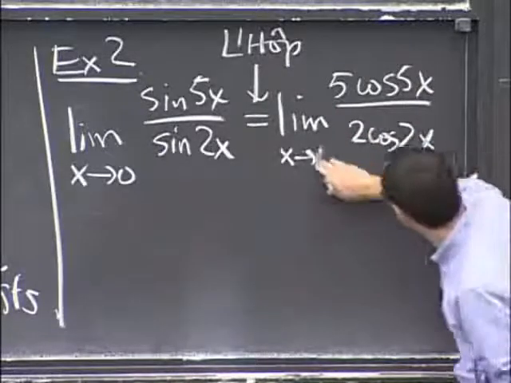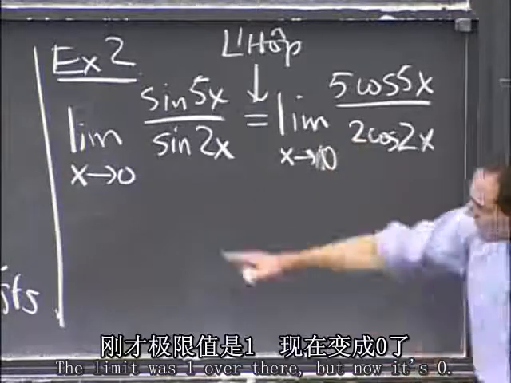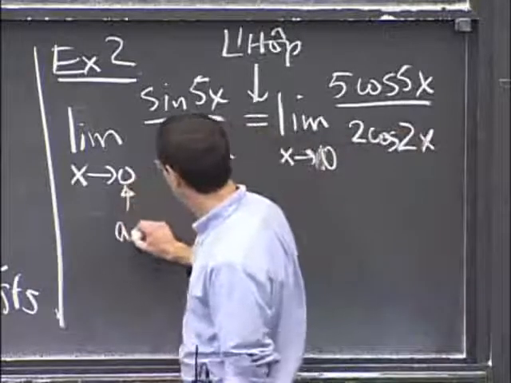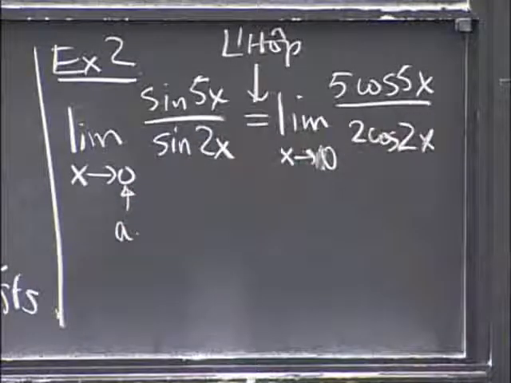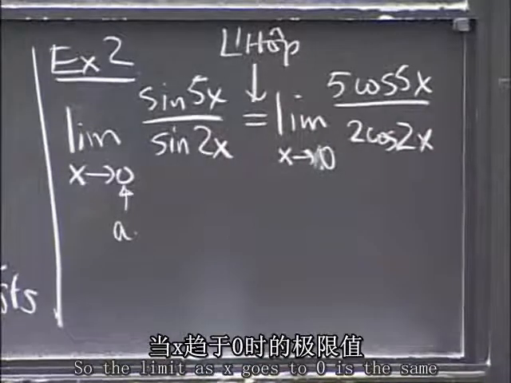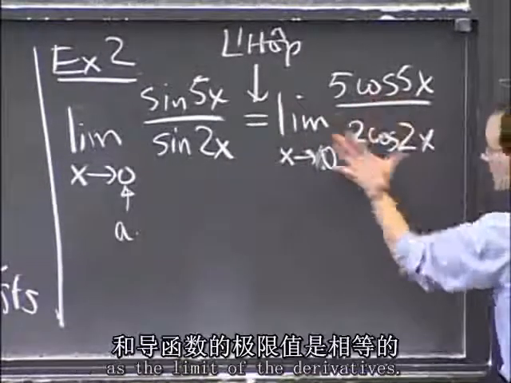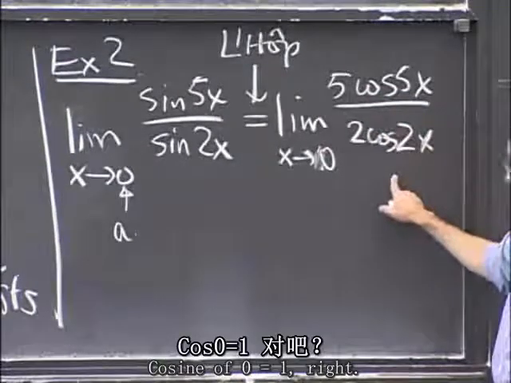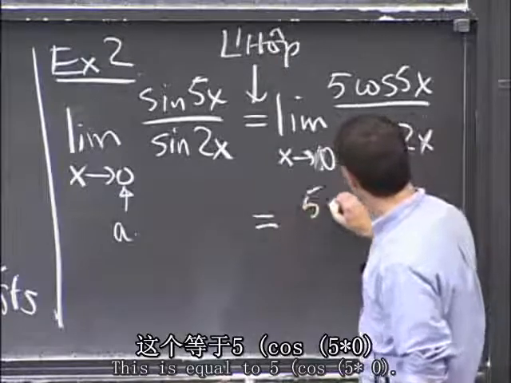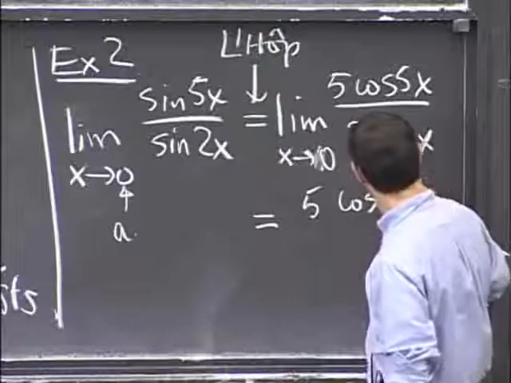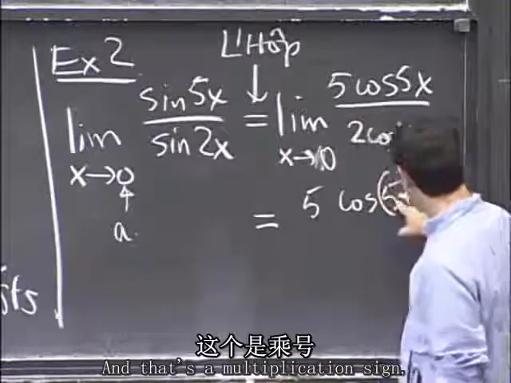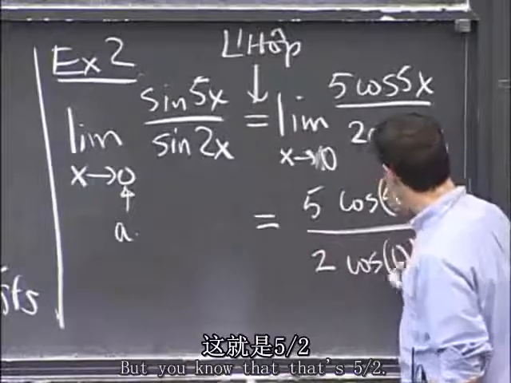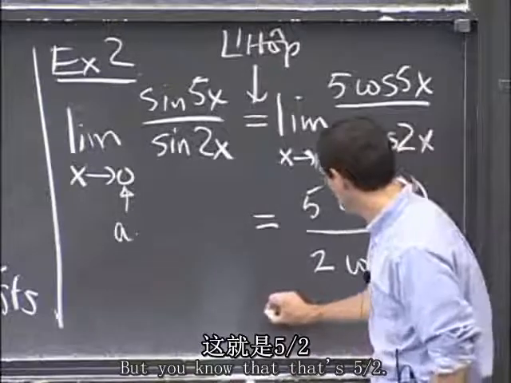Limit is x. Oh, whoops. Thank you. The limit was 1 over there, but now it's 0. A is 0 in this case, right? This is the number A. Thank you. All right, so the limit as x goes to 0 is the same as the limit of the derivatives. And that's easy to evaluate. Cosine of 0 is 1, right? This is equal to 5 times the cosine of 5 times 0. And that's a multiplication sign there. Maybe I should just write this as 0, divided by twice the cosine of 0. But you know that that's 5/2.